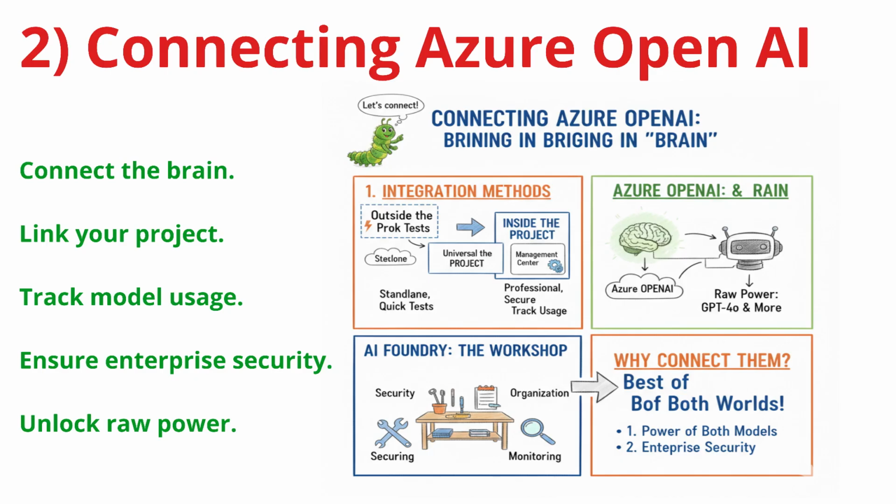This is the fast lane, perfect for quick tests and standalone experiments where you just want to see what the model can do. However, for serious building, you'll want to go inside the project. This is the professional route that links your resources directly to your workspace. By doing this, you unlock the management center, which lets you track exactly how much power your brain is using and keeps all your data in a secure, private loop. Why bother connecting them? Because it gives you the best of both worlds. You get the raw, cutting-edge power of models like GPT-4o combined with the industrial-strength security and organizational tools that only Azure can provide. It's the perfect partnership for enterprise-ready AI.